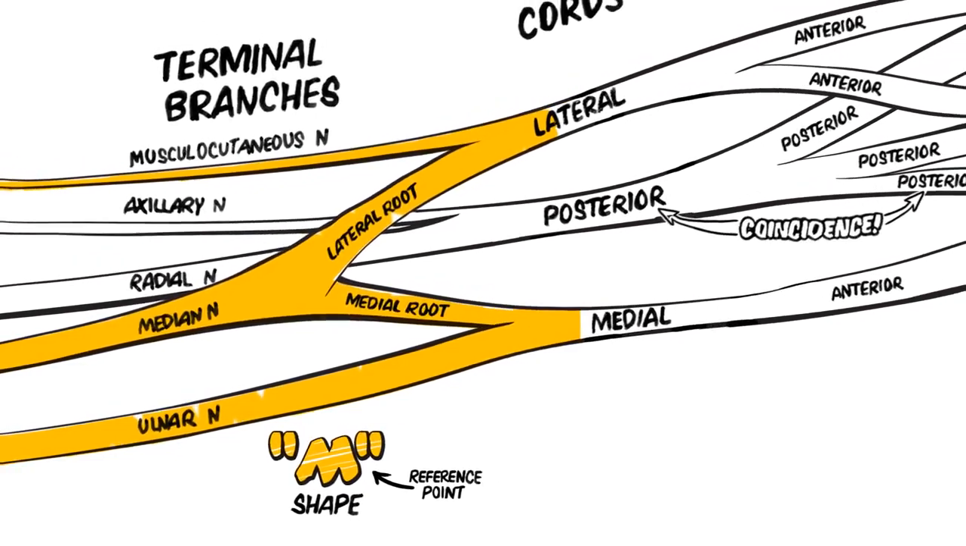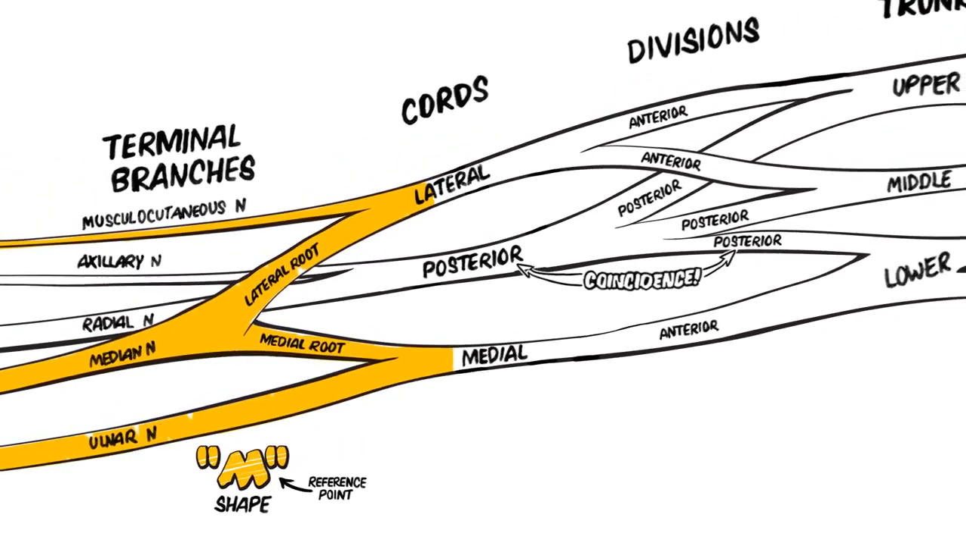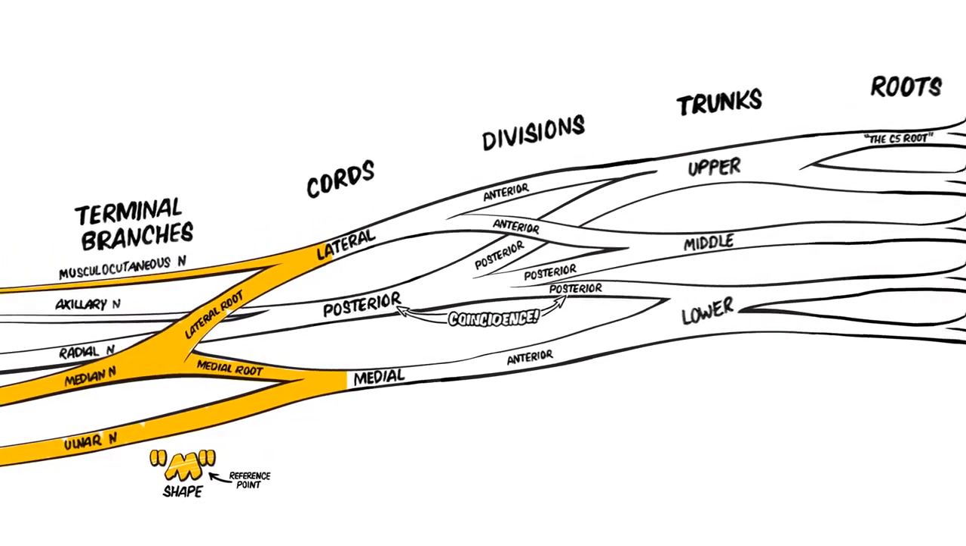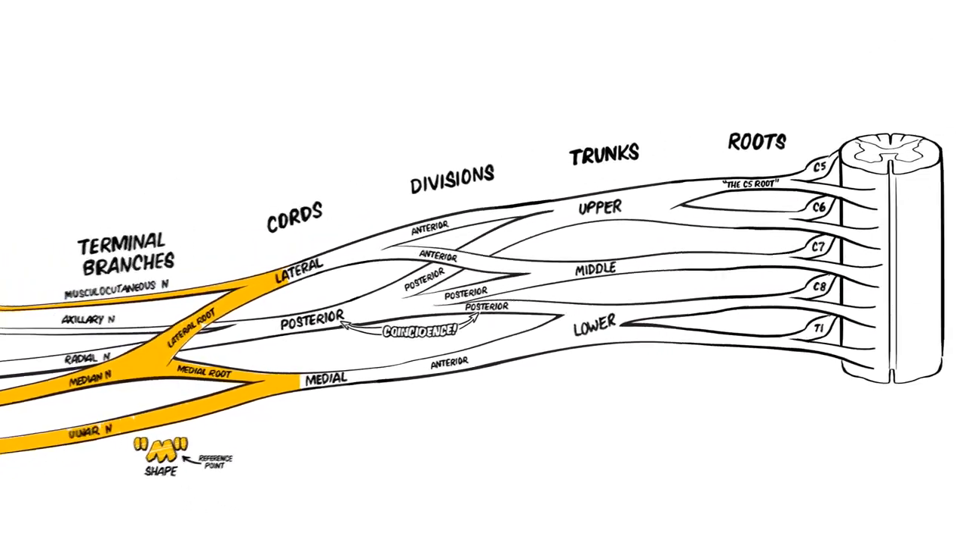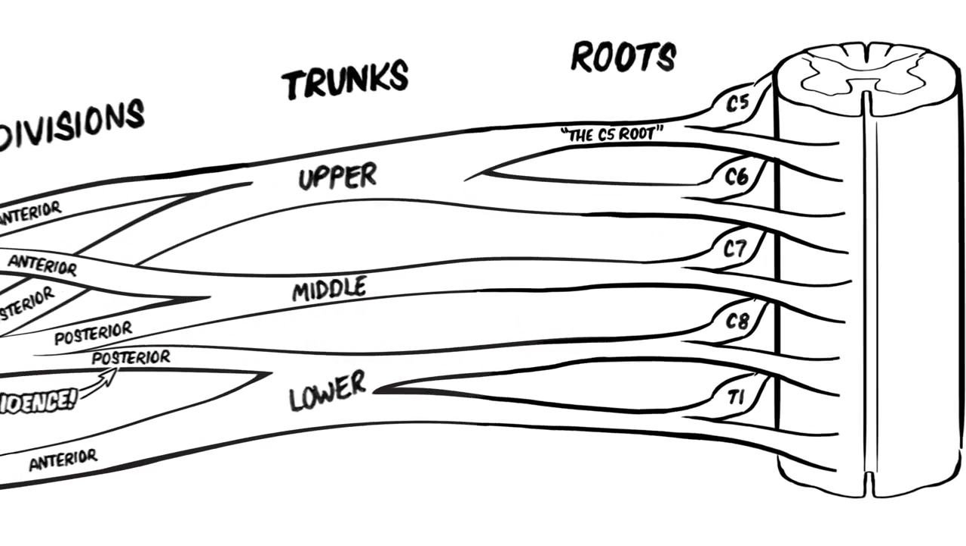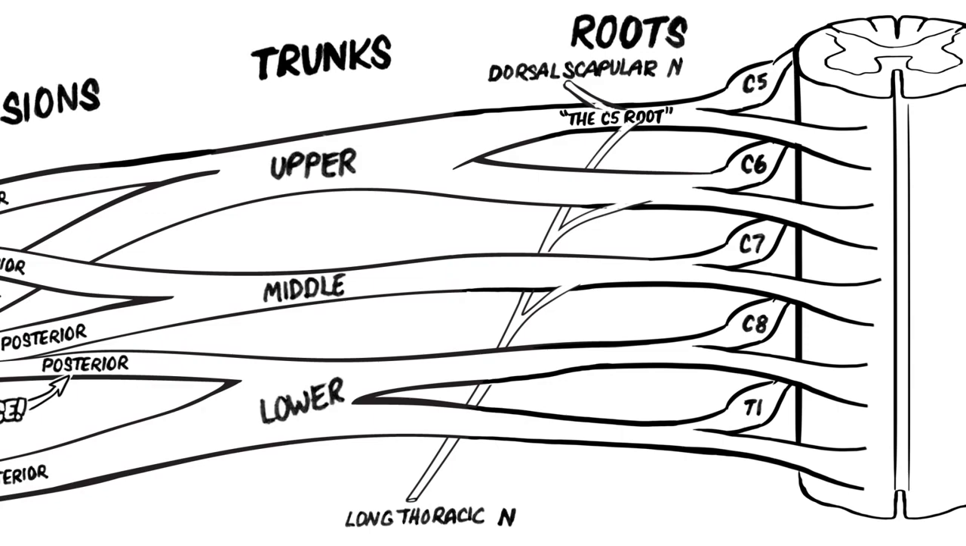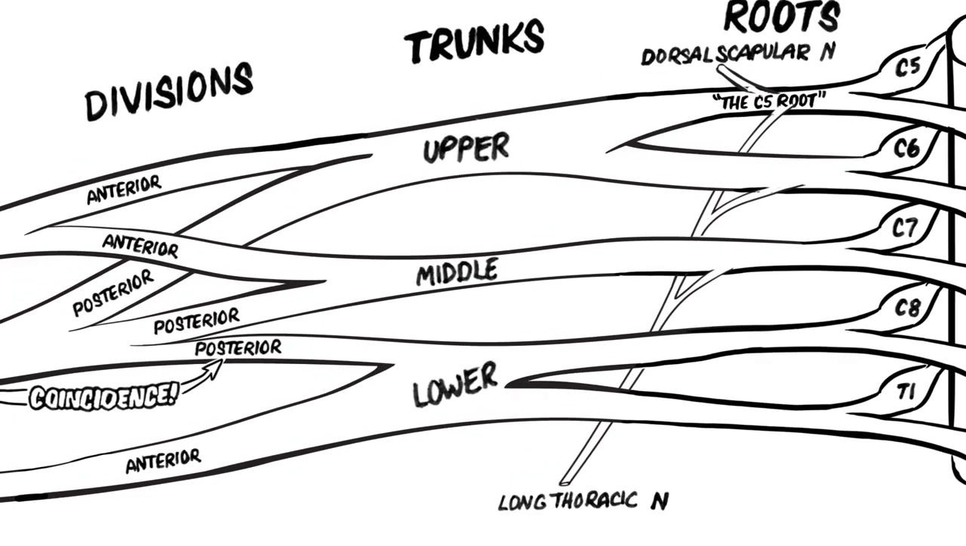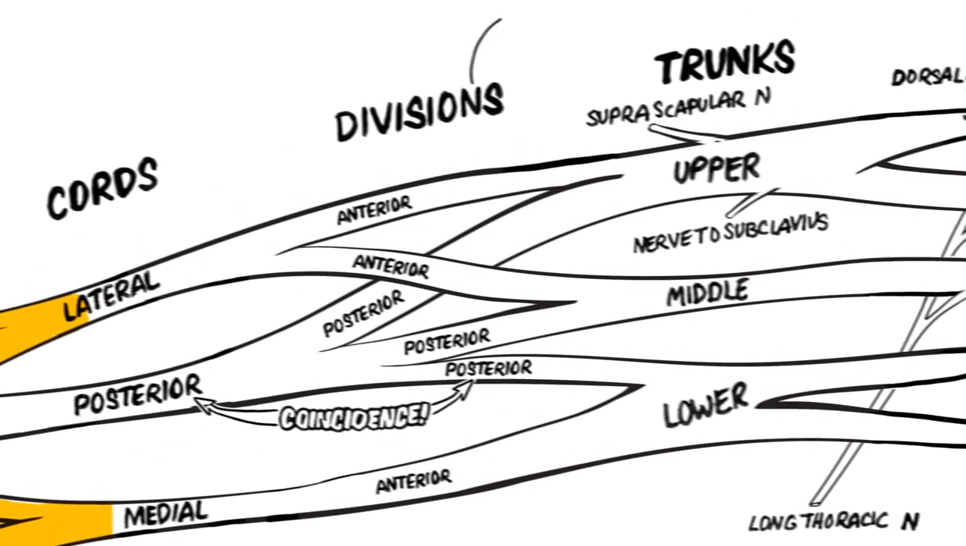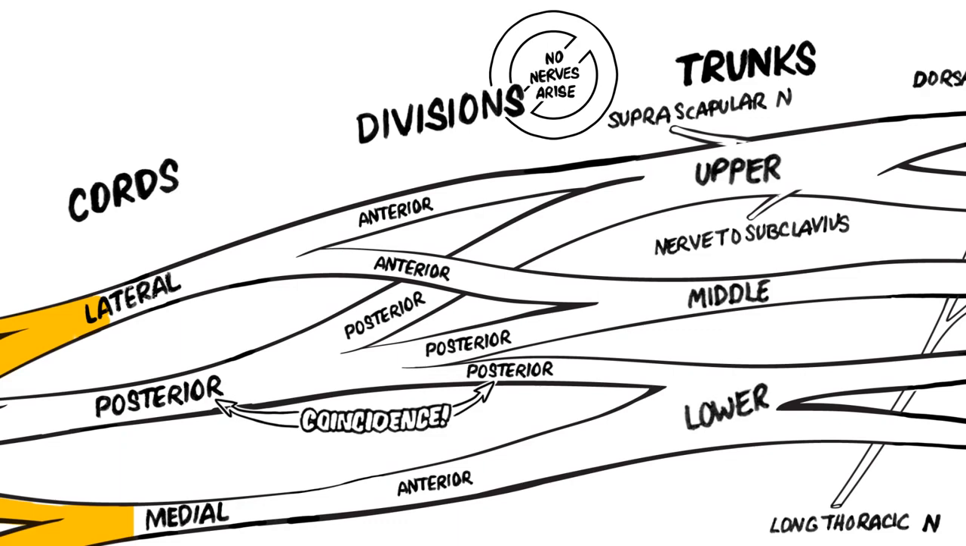Now that we understand the major structural features of the brachial plexus, it's time to add in important smaller nerves that arise from the roots, trunks, and cords. Note that no nerves arise directly from the divisions. 2 nerves arise from the roots: the dorsal scapular nerve, which is a branch of the C5 root, and the long thoracic nerve, which is formed by branches from C5, C6, and C7 roots. 2 nerves also arise from the trunks. Both the suprascapular nerve and the nerve to subclavius are branches from the upper trunk. Remember, the divisions do not give rise to any nerves.